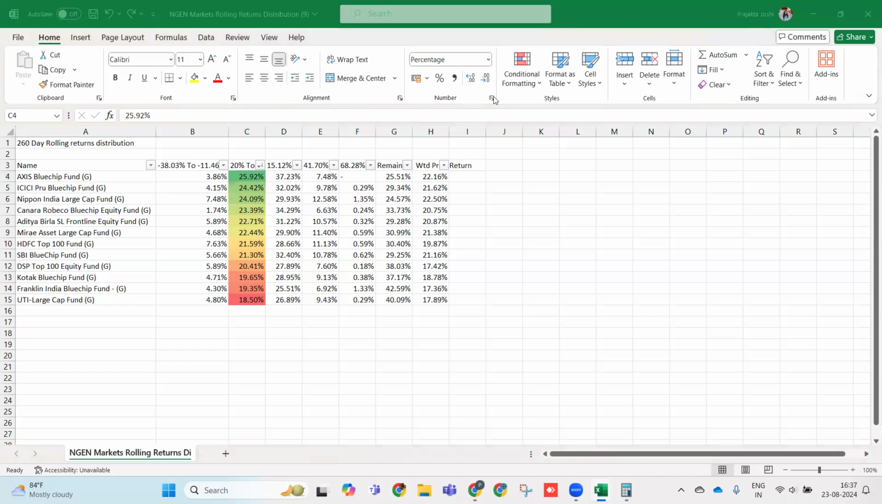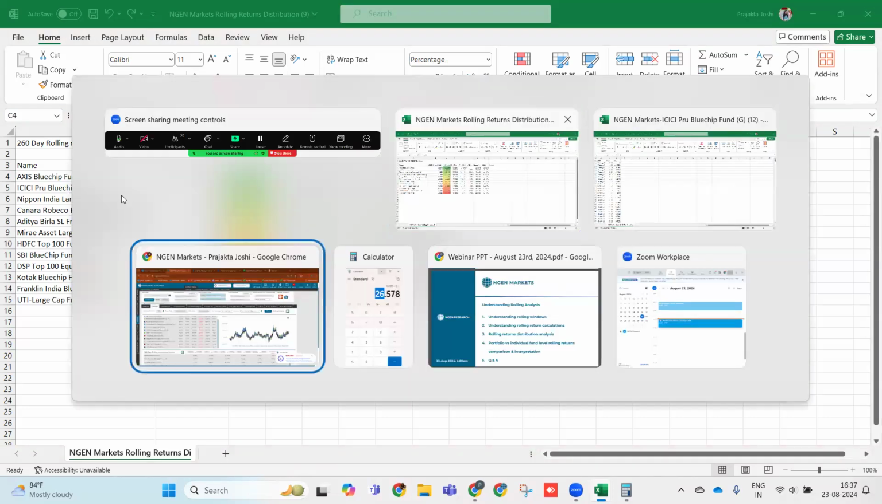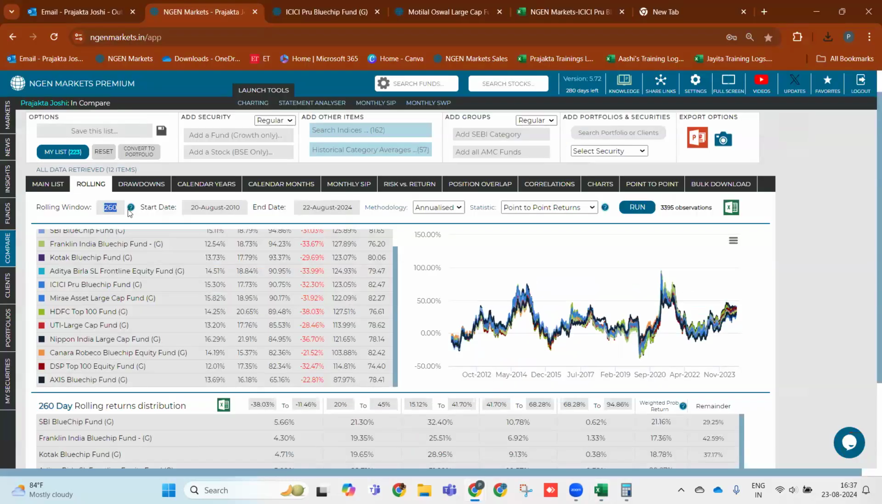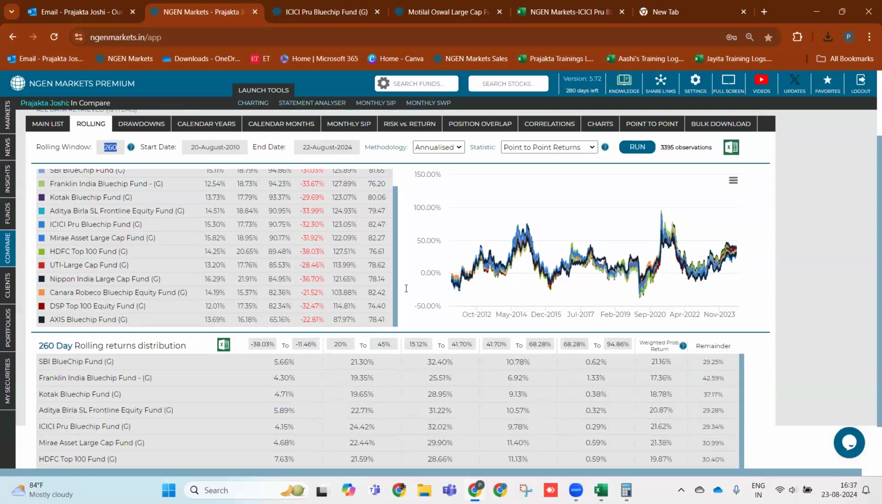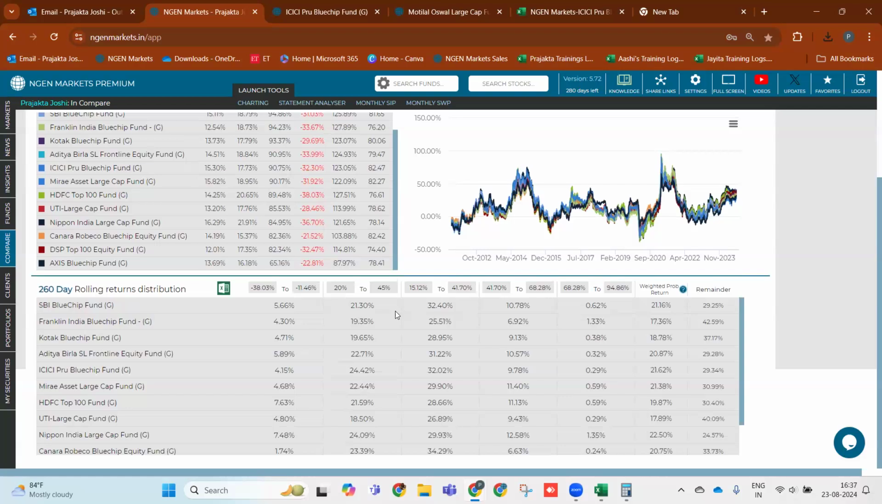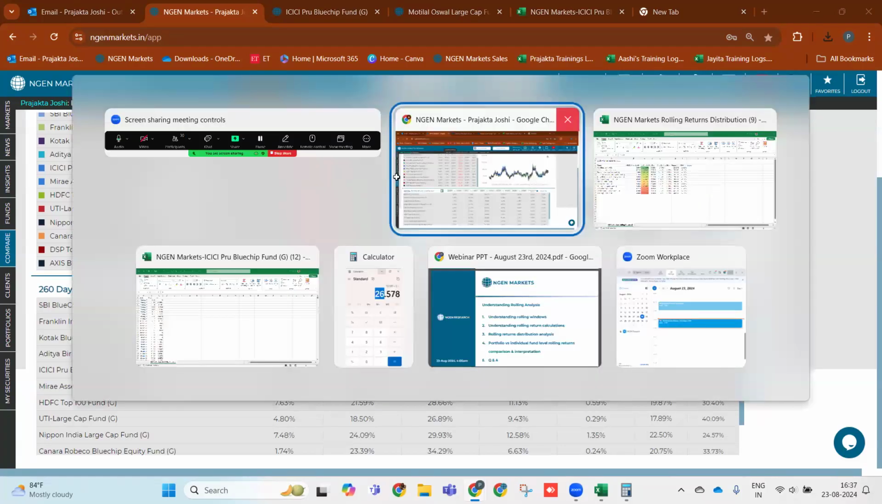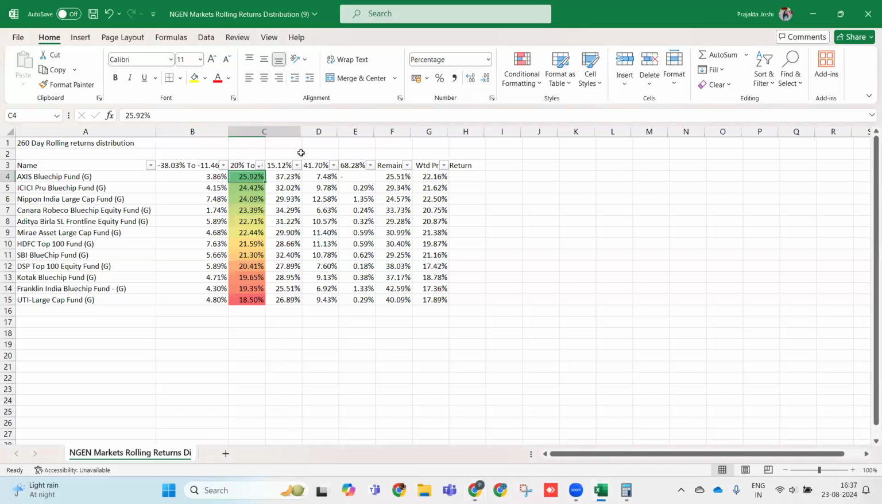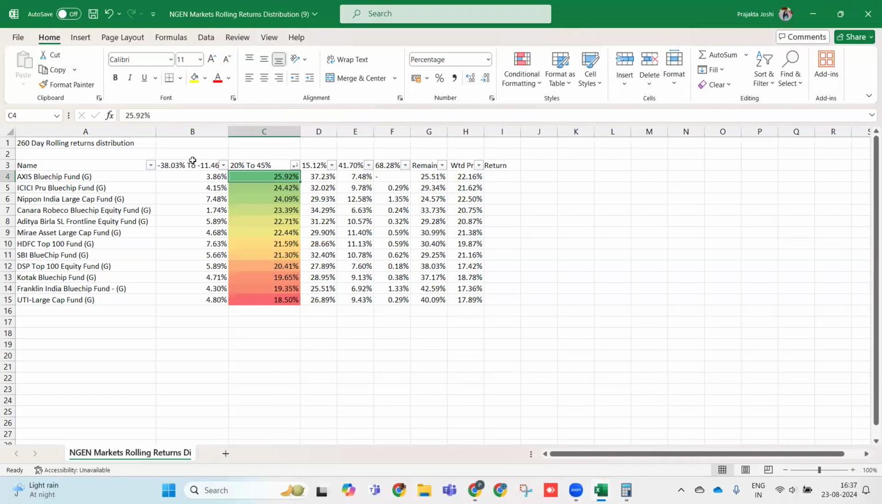That means if his holding period under consideration is 260 days, that is why we have chosen the rolling window as 260 between 2010 to 2024. If this is the data, then he should go ahead and invest in Axis large cap fund, because that is the fund that has the highest probability of generating returns in his target return range of 20 to 45%. And you can build it as per the entire time series. So let's say you can build negative 38 to 0, then 0 to, let's say, 19%, 20 to 45, and so on. You can practically build a series right here.